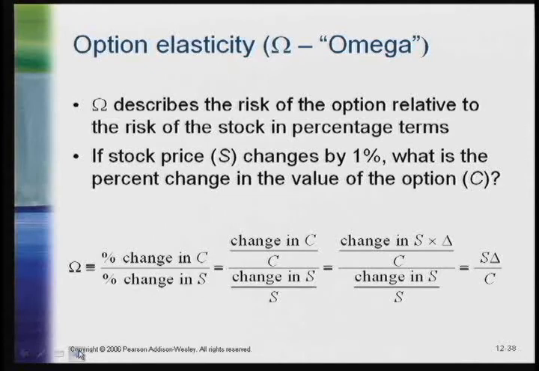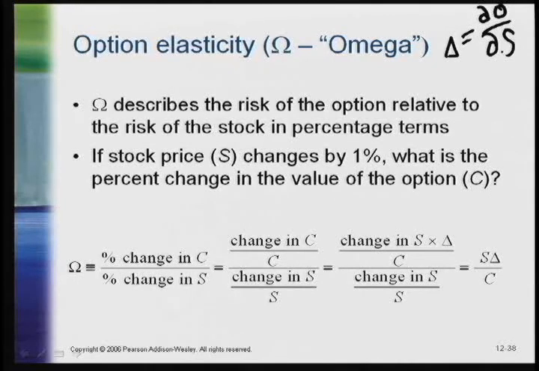Delta is the measure of risk of the option relative to the risk of the stock in dollar terms. Because recall, delta is by definition the change in the option divided by the change in S. So delta is the dollar measure of relative risk. In contrast, omega is the percentage measure. How does a 1% change in stock price convert to a percentage change in the option price?